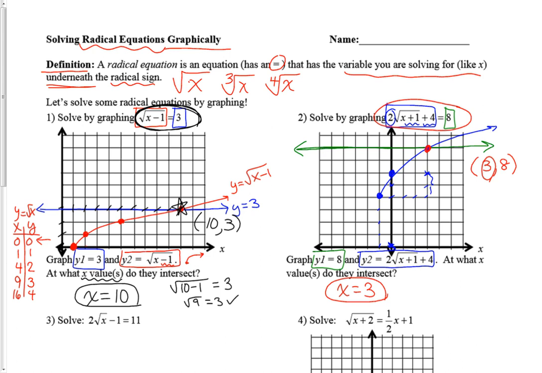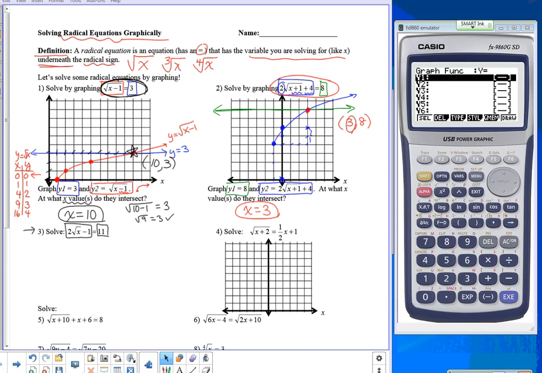So as I'm moving along, you'll see number 3 down here has me solving 2 times the square root of x minus 1 is equal to 11. Now, for some of these, they get a little bit big to put on my graph paper, or maybe just in the interest of time, I would rather use a calculator. So I've pulled up my calculator here in the graph menu, and I'm going to type 11 into y1, and I'm going to type 2 times the square root.